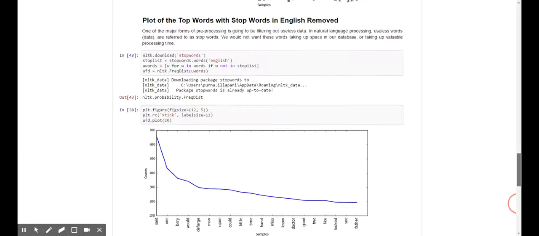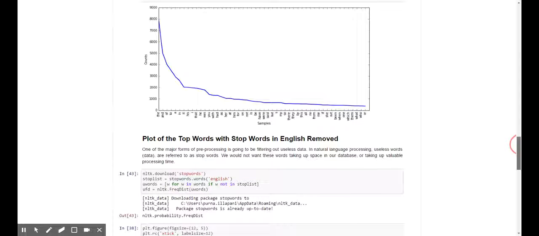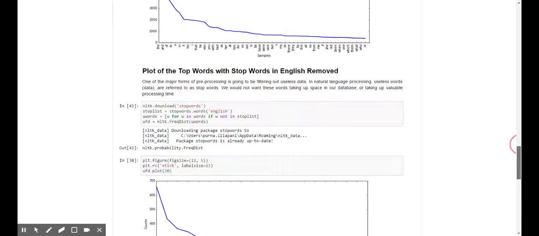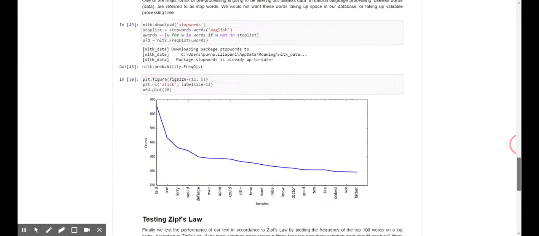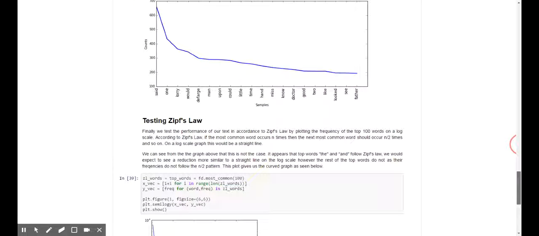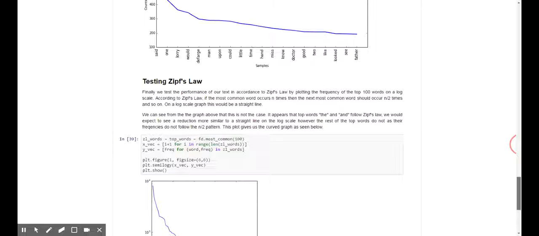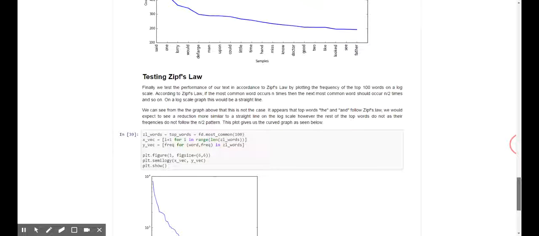We see here in the earlier case the word "the" and the word "and" occur 8,000 times and around 4,800 times, which kind of follows Zipf's law. But after that, it doesn't follow, meaning the n by 2 rule does not apply to the remaining words. So, Zipf's law is not applicable here for this corpus of text.